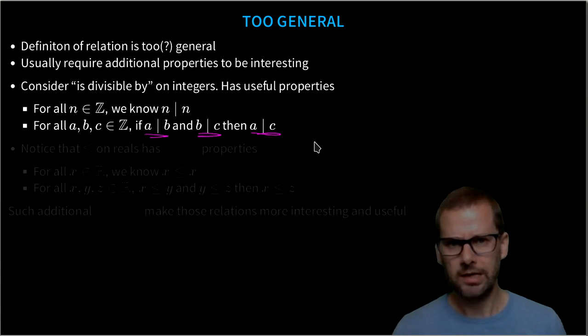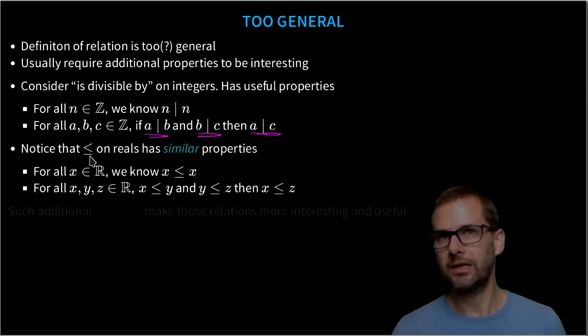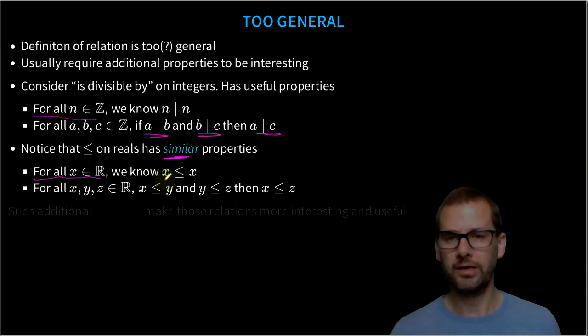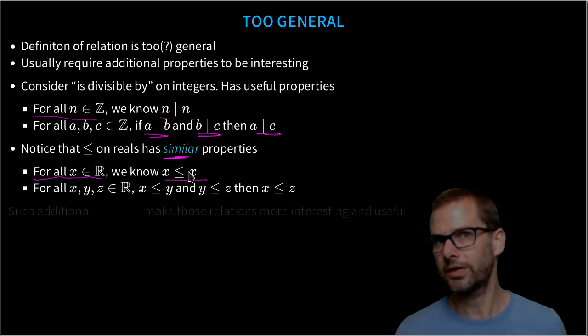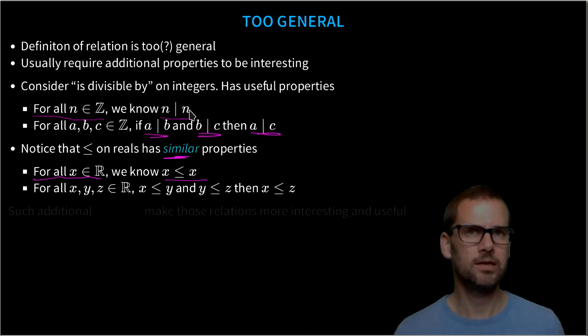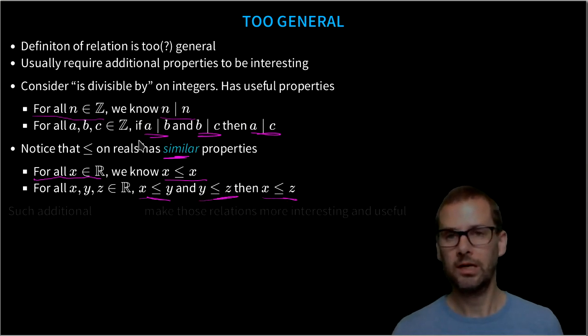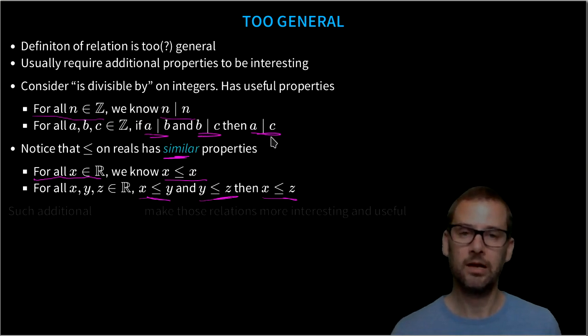Now, one thing I want to notice here is that this inequality, namely less than or equal to, on the set of real numbers, has quite similar properties. In particular, for all x in R, we know that x is less than or equal to x. This is quite similar, though the symbol is different and the context is different, to what happened with divisibility. Again, if we take three real numbers x, y, z, and we know the first is less than or equal to the second, and the second is less than or equal to the third, then the first is less than or equal to the third. This is quite similar to what just happened with divisibility, namely if a divides b and b divides c, then a divides c.